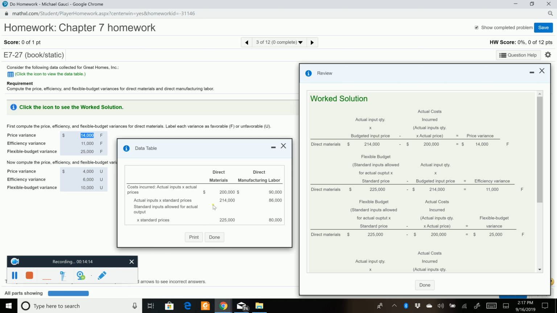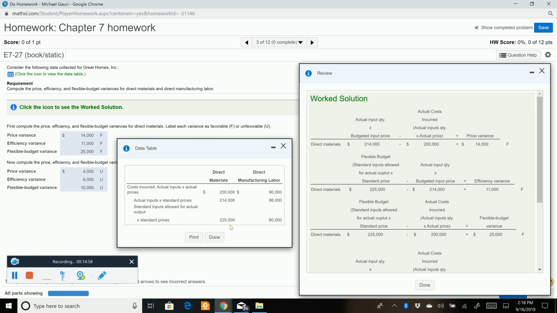Now for the efficiency variance, you're going to compare the 214 to the 225. Remember, the 214 is based on the actual inputs times the standard prices. And this 225 is based on the inputs that are allowable for this level of activity, which is different than the actual inputs. Using the actual inputs, it came in lower than using what we were allowed for that level of activity. That is an $11,000 difference, and it's a favorable variance, meaning we were very efficient with our materials. Our materials cost less than what we were expecting.